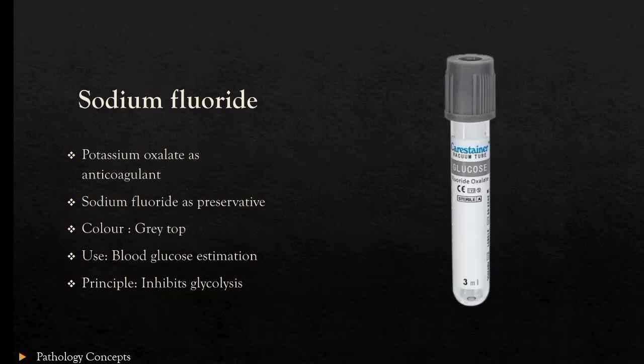Fourth is sodium fluoride. In the sodium fluoride tube, potassium oxalate is available as an anticoagulant and sodium fluoride is available as a preservative. It is used in blood glucose estimation because it inhibits glycolysis. The color of the vacutainer is gray top.